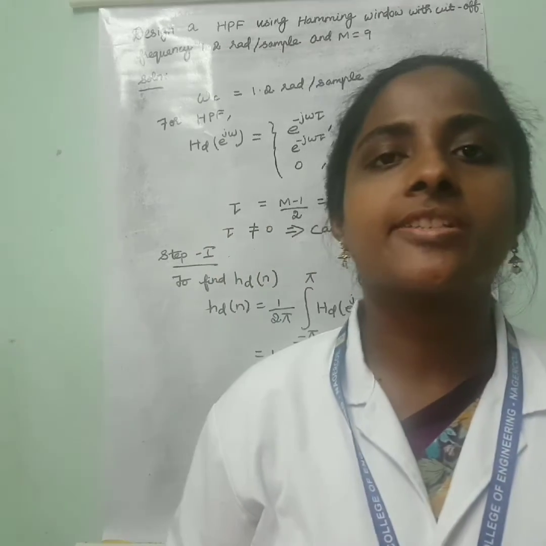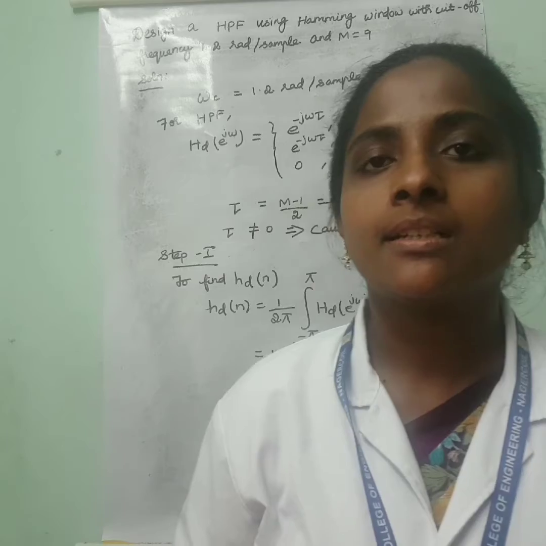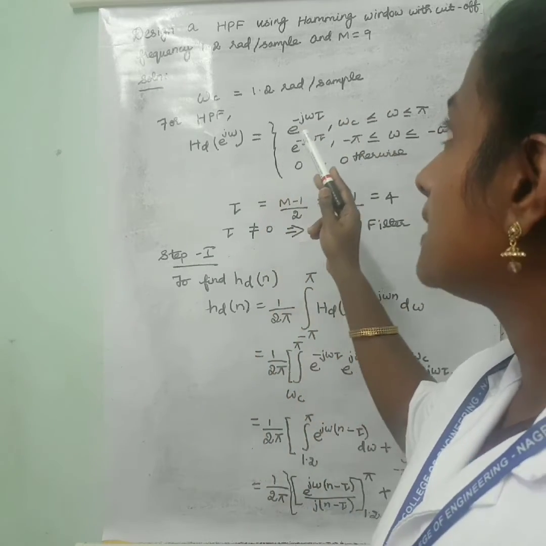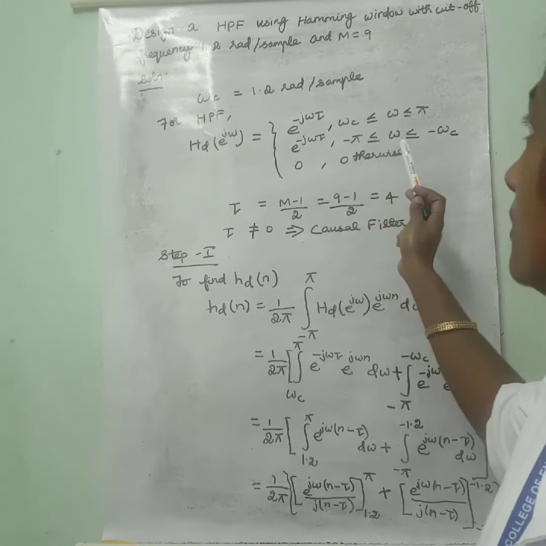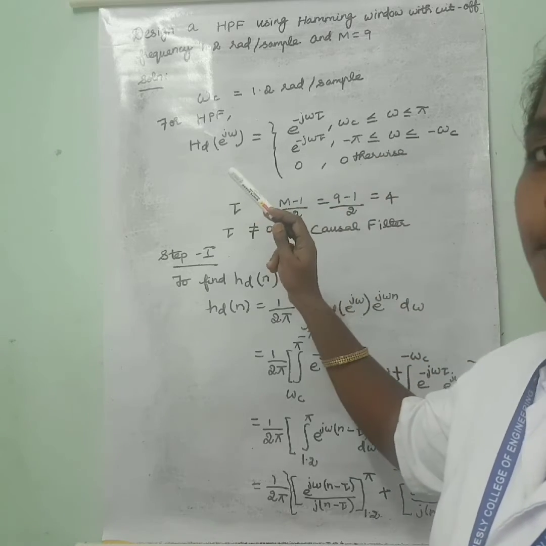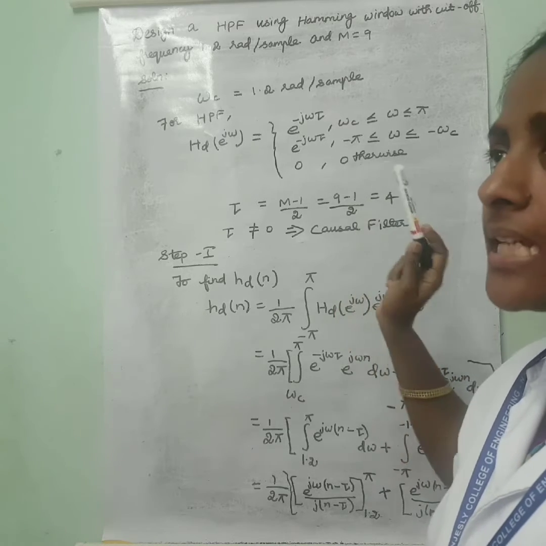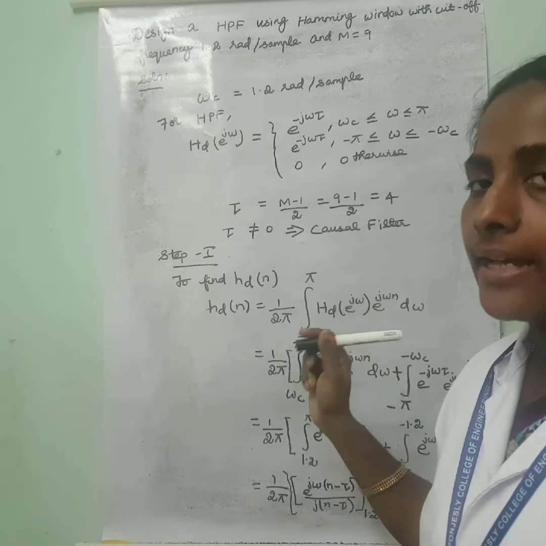Today I am going to teach a problem on windowing method. The question is: design a high pass filter, that is HPF, using Hamming window with cutoff frequency 1.2 radians per sample and M is equal to 9, that is, length of the filter is equal to 9.